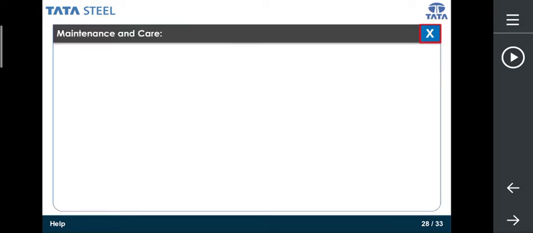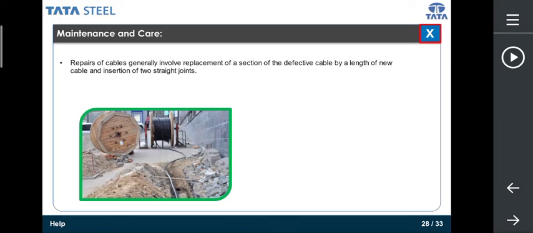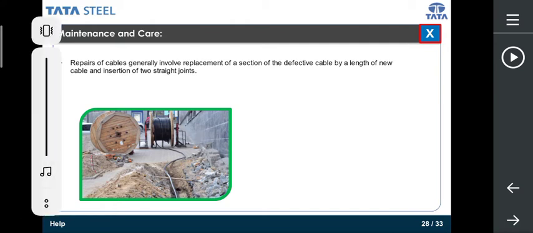Maintenance of cables. Repairs of cables generally involve replacement of a section of the defective cable by a length of new cable and insertion of two straight joints.